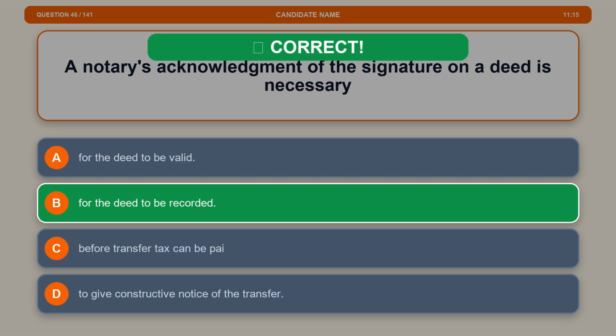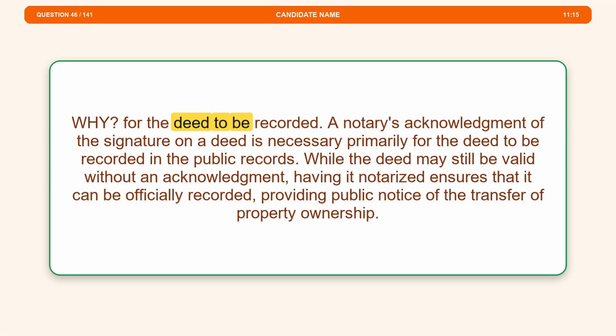The correct answer is option B. For the deed to be recorded. A notary's acknowledgement of the signature on a deed is necessary primarily for the deed to be recorded in the public records. While the deed may still be valid without an acknowledgement, having it notarized ensures that it can be officially recorded, providing public notice of the transfer of property ownership.